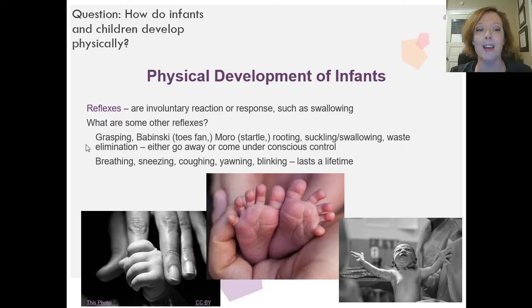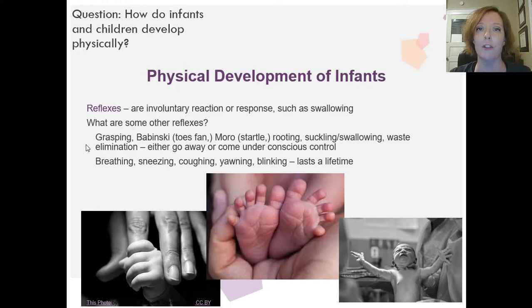There is a Babinski reflex, and that is where if you, and I'm going to pretend this is a foot, if you stroke a baby's foot kind of like that, their toes are going to spread out. I encourage you to try that the next time you're around a baby. They have a Moro reflex or a startle reflex. That's where if they're startled, they throw their arms and legs kind of out like that. And you kind of see a picture of that down below.